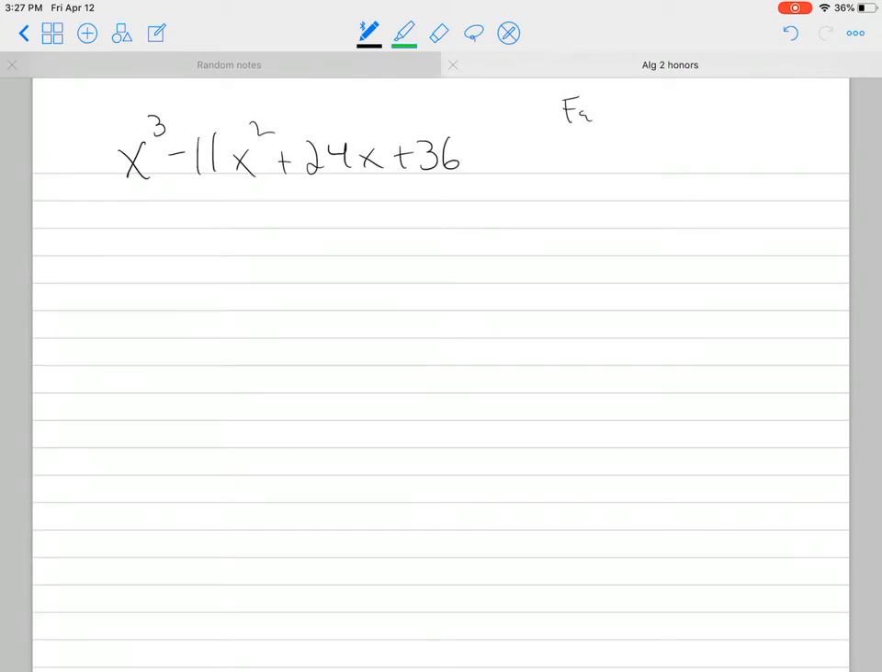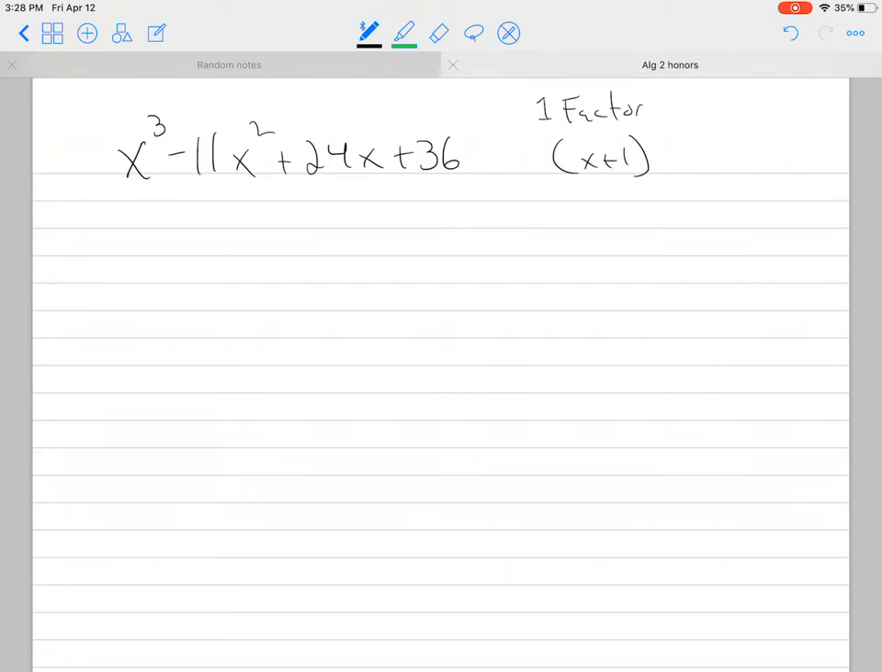And I'm going to give you one factor. The factor I give you, one factor is x plus 1. All right. Go ahead and do that. Try to do it before me. Cool. Hopefully you just did.